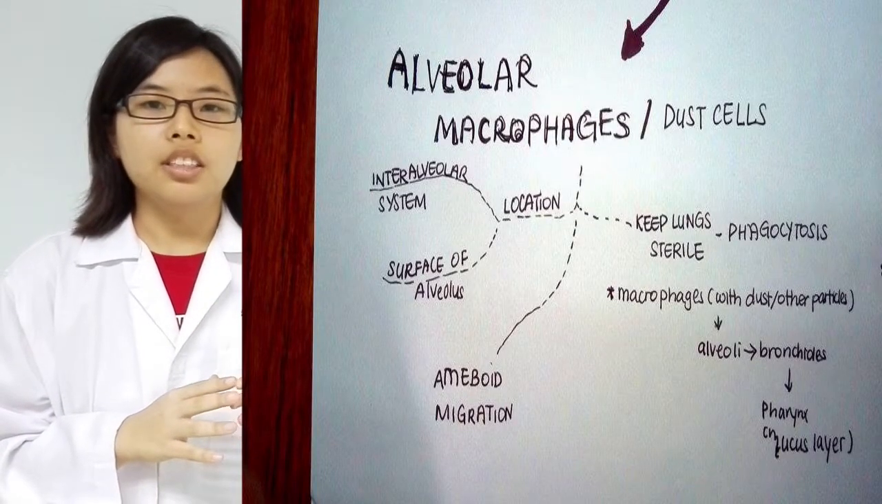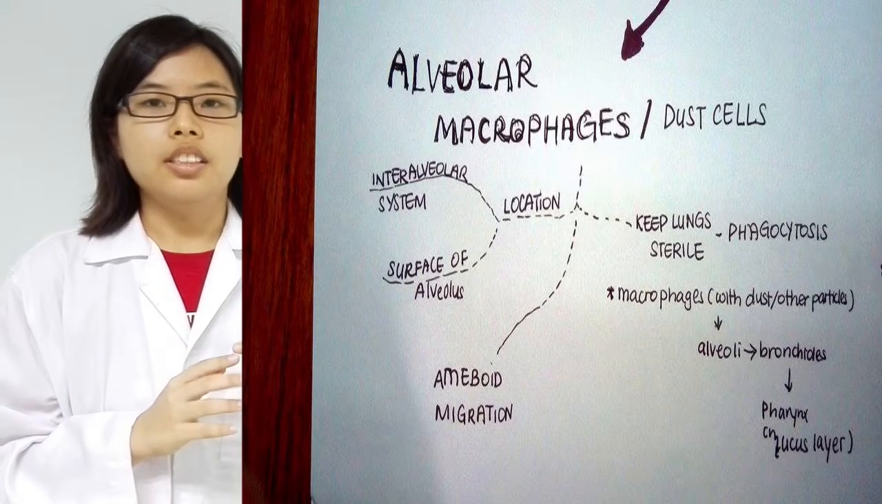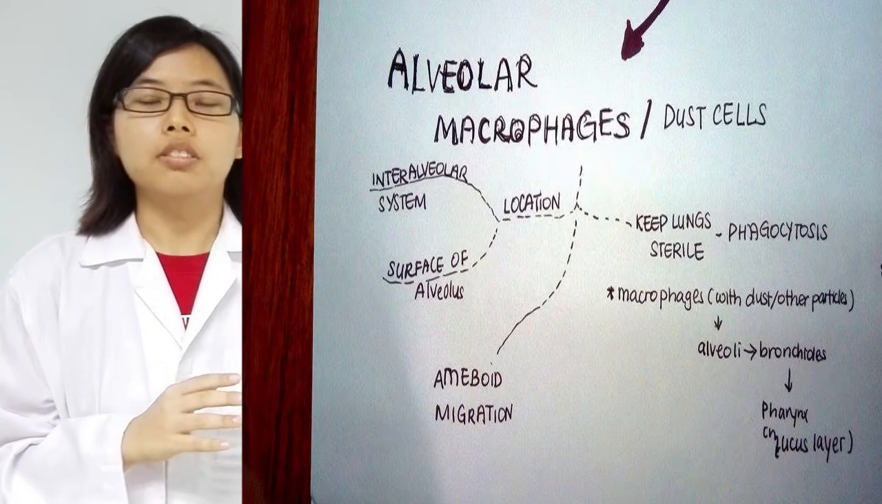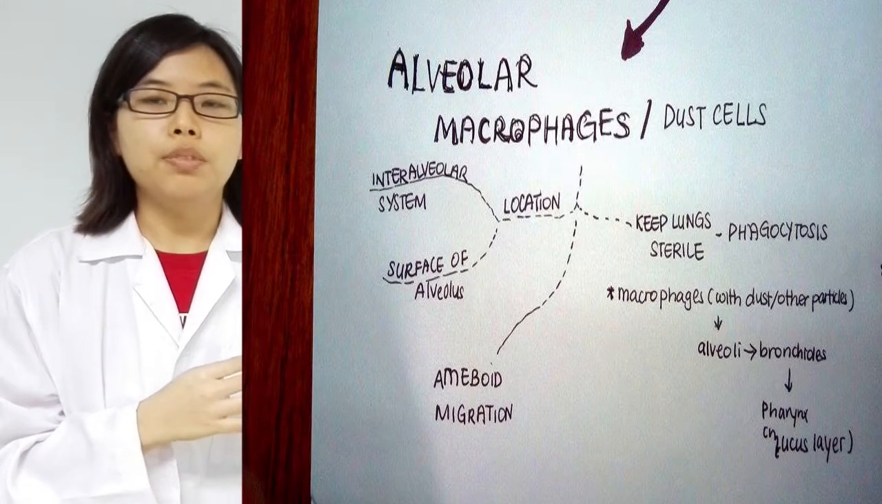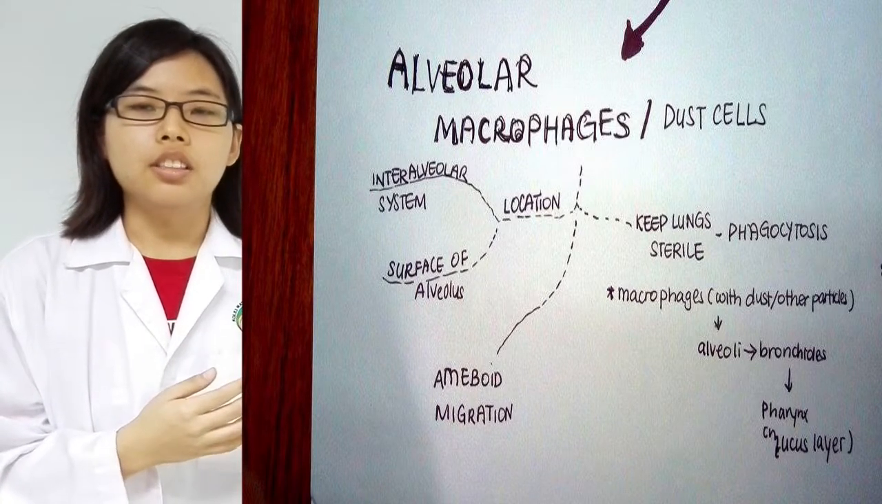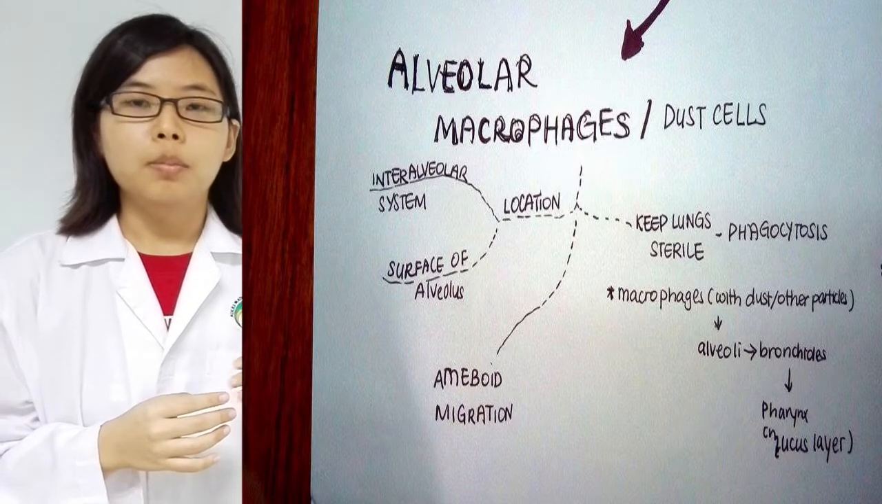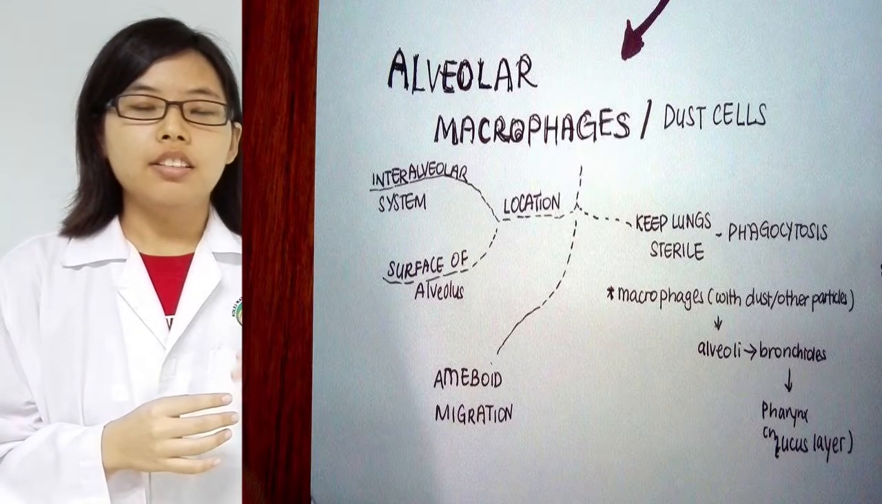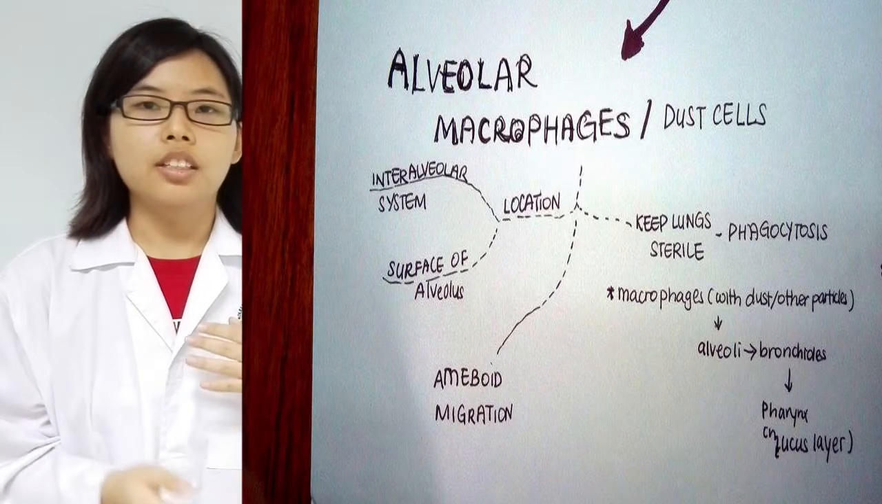Moving on to the alveolar macrophages, also known as dust cells, they clean the epithelial cells by phagocytosis, and they are found in the interalveolar septum and also on the alveolar surface. The macrophages that are filled with dust or other particles will be passed through the alveoli to the bronchioles by amoeboid movement, and then to the pharynx with a layer of mucus where it is swallowed.